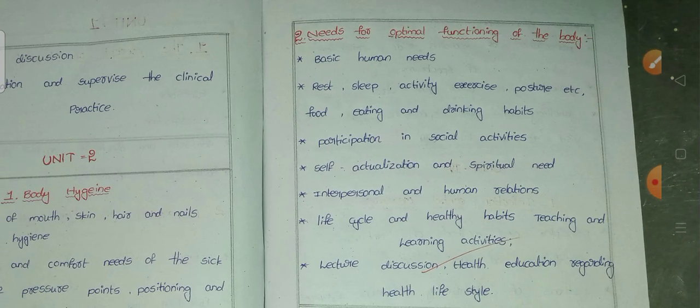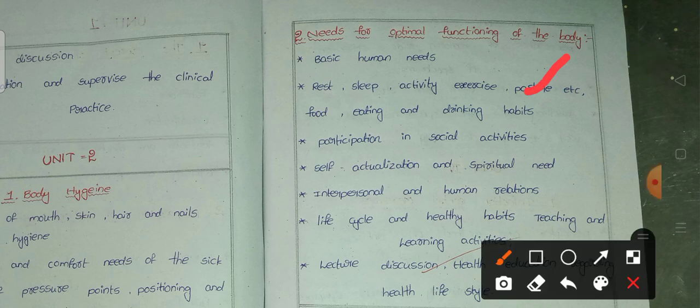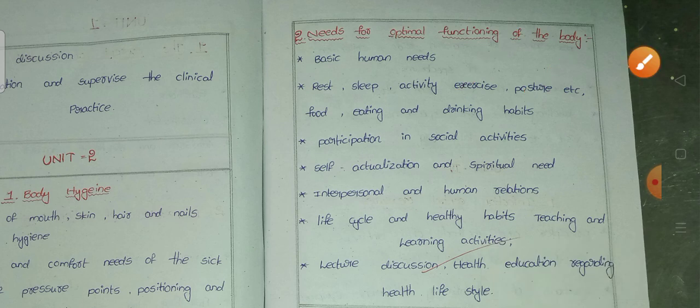In this, sometimes they may ask to define sleep, or define food, define eating, and in some different way they may ask about postures also. In this unit, exercise is important: knee exercise, flexion, extension, abduction, adduction, circumduction, rotation, supination, pronation. In this unit, exercises and posture are very, very important.